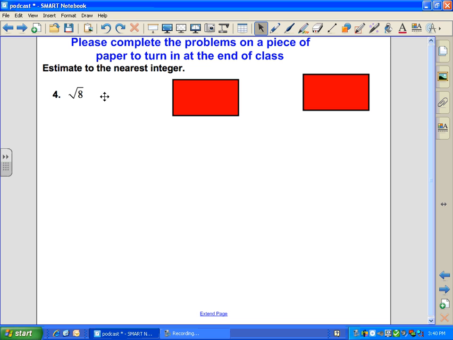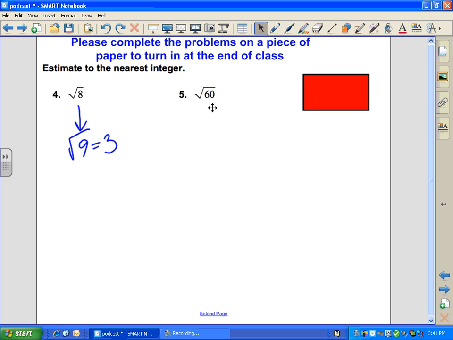Estimate to the nearest integer. Well, 8 is really close to 9. So I'm going to say the square root of 8 is really close to the square root of 9. 9 is a perfect square, so the square root of 9 is a rational number. And I'm going to estimate that to be 3.